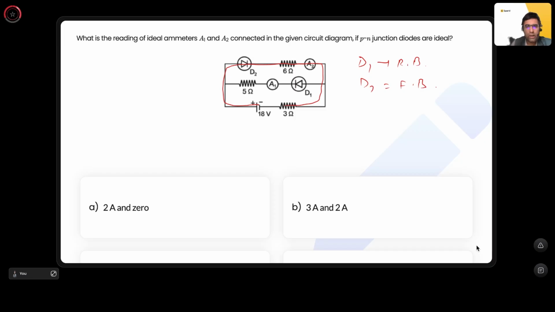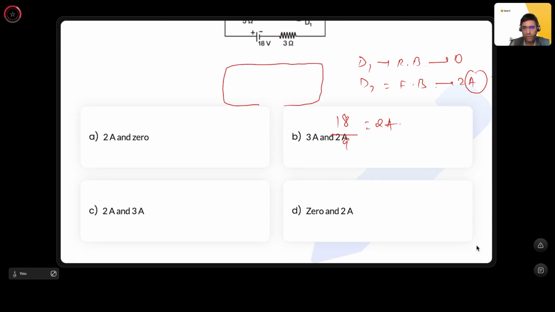So current through diode D1 will be 0, and due to D2 it will be 18 upon the total resistance, which is 9, so it will be 2 ampere. So 2 ampere and 0, 0 and 2 ampere.